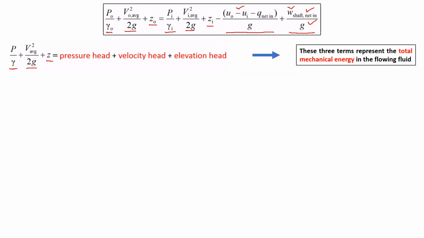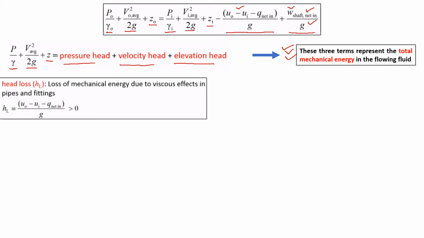Okay, so these three terms represent the total mechanical energy in the fluid. These three terms, the pressure head, the velocity head, the elevation head, if we add them up, what they represent is the total mechanical energy that is available in our fluid that we can utilize. But we cannot utilize the total mechanical energy. Some of that will be lost because of the second law of thermodynamics, because we cannot convert the total energy into useful work. That is impossible because of the losses.